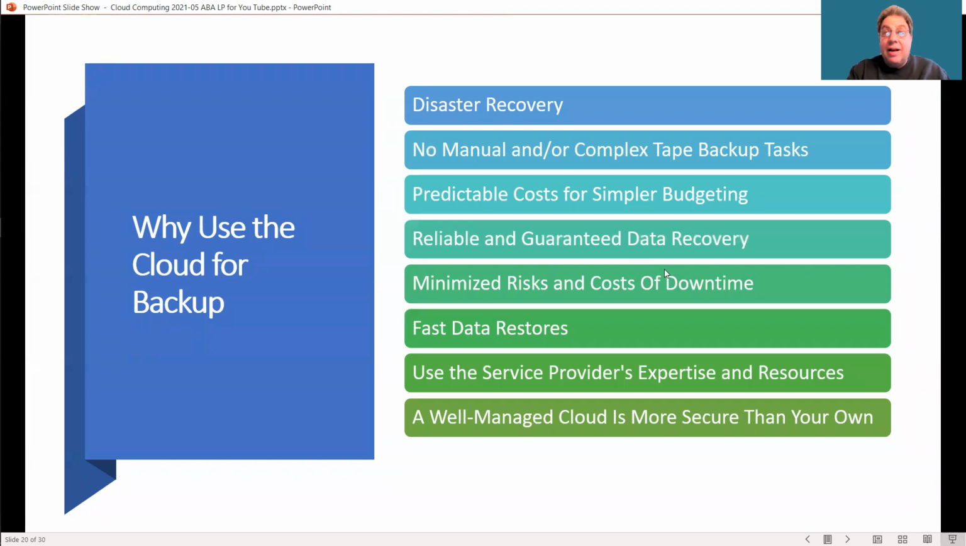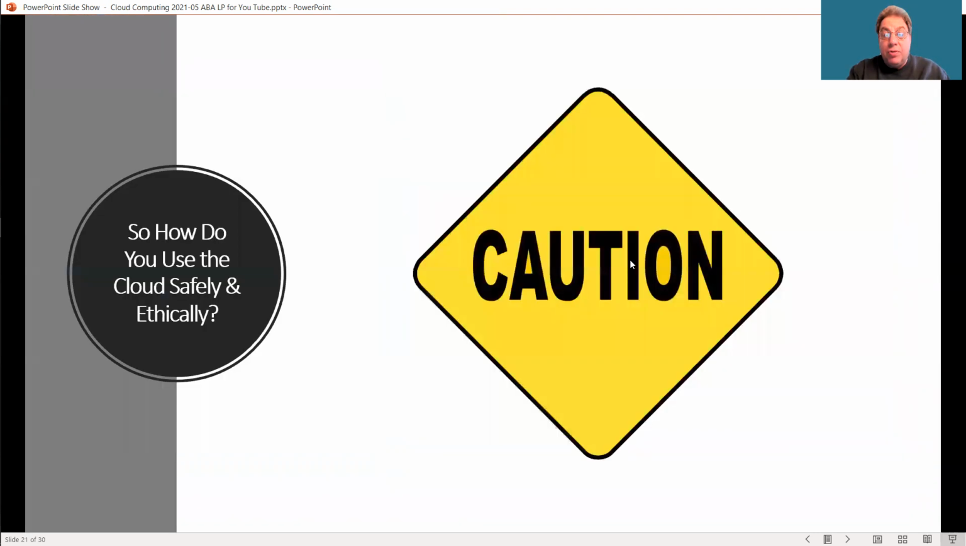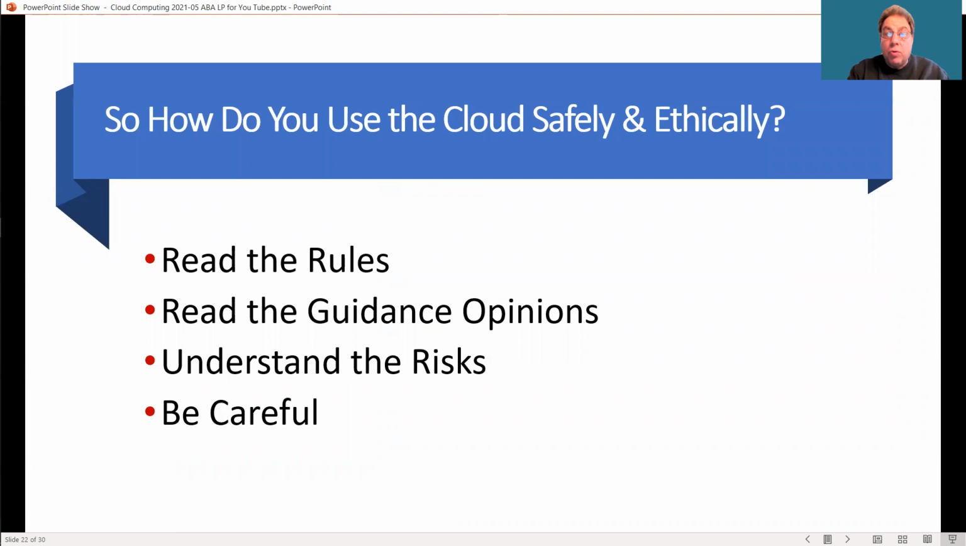And a well-managed cloud is more secure than that of most firms. So how do you use the cloud ethically and safely? One is you read the rules of professional conduct for your state or any states where your firm practices. They will give you a lot of guidance. They are based on the American Bar Association model rules. However, each state may make revisions to them, so you need to be aware of the rules specific to your state or states in which you practice.